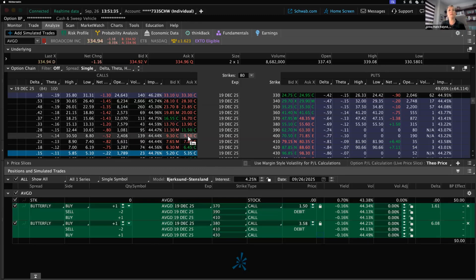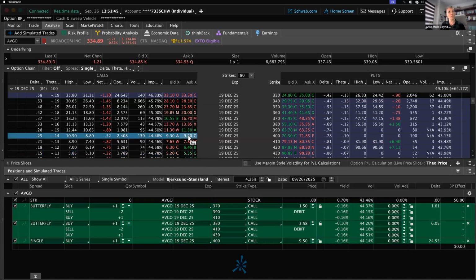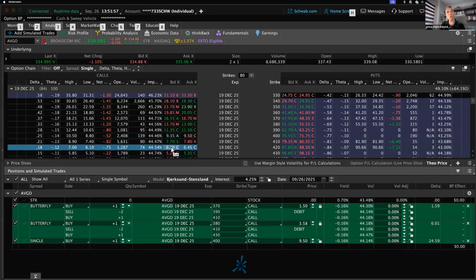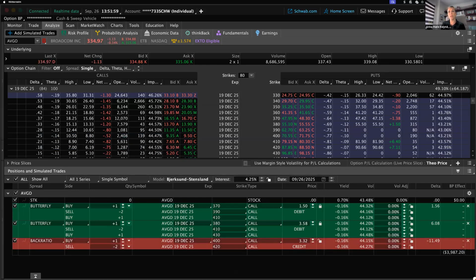For someone like me that likes to do setups that involve a credit, I'm going to do a ratio spread. So I want it to get to that area, but I don't want it to go over. So I'm going to buy the 400s, but I'm going to sell two of the 420s. Now, it's going to take $4,000 of margin for me. It says that on the bottom there. But I get a $3.32 credit.